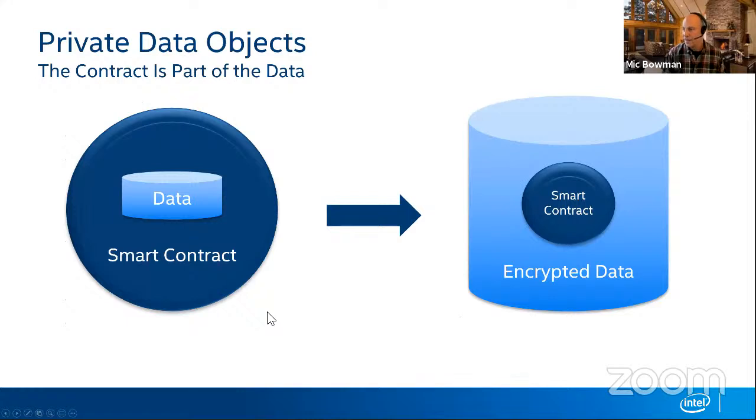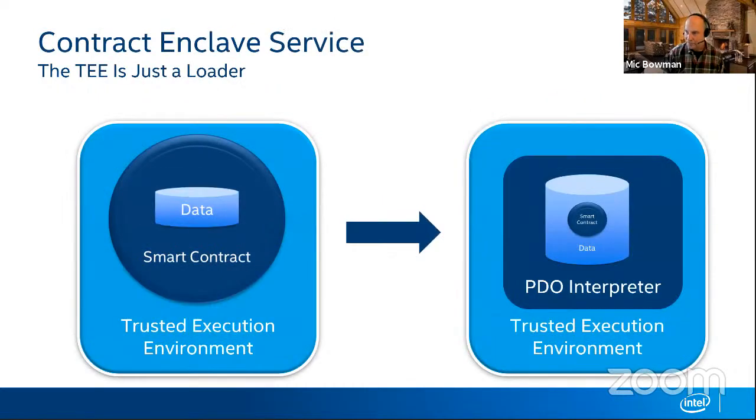All right, and then the only other thing I'm going to say about this is that we finally realized we were being silly originally by keeping the contract and the data as separate things. The contract, it turns out, is just part of the data. And so we ended up moving the smart contract into the encrypted data. And so now we have a complete package that we can execute. The contract enclave is really just a loader for this chunk of data. It's able to extract out the contract, extract out the data, and then perform the execution inside the interpreter that way.